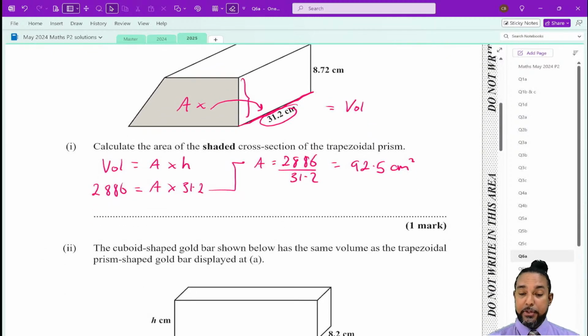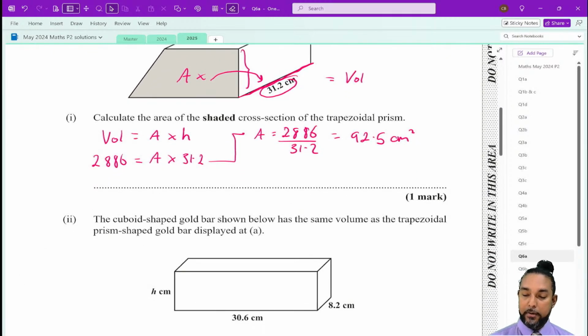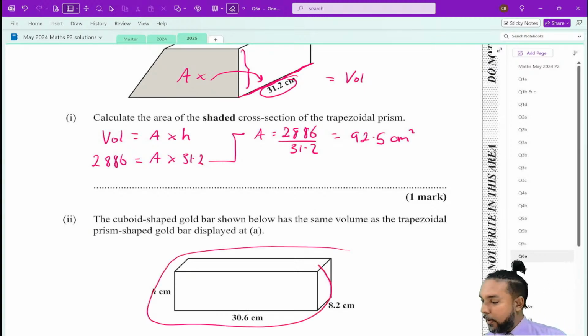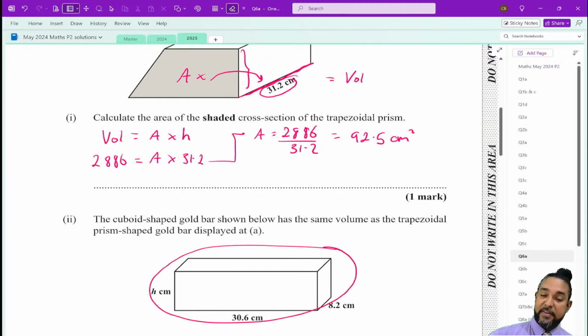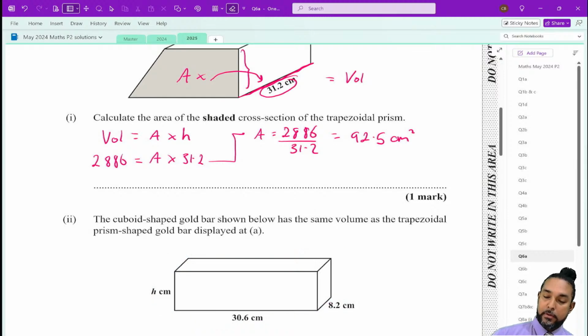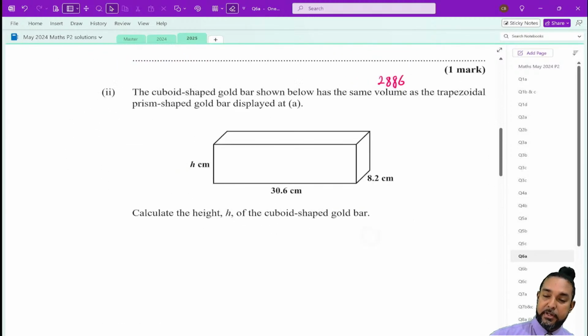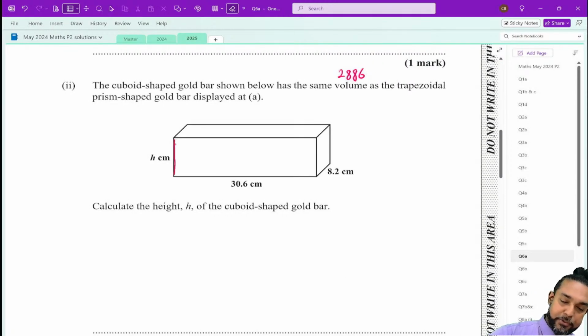Then they say that the cuboid shaped gold bar shown below, so this item here, has the same volume as the trapezoidal prism shaped gold bar displayed at A. So this has the same volume as above. What's the volume? It's the same 2886. Calculate the height. In this case, the height is literally the vertical, which we more normally associate with height.